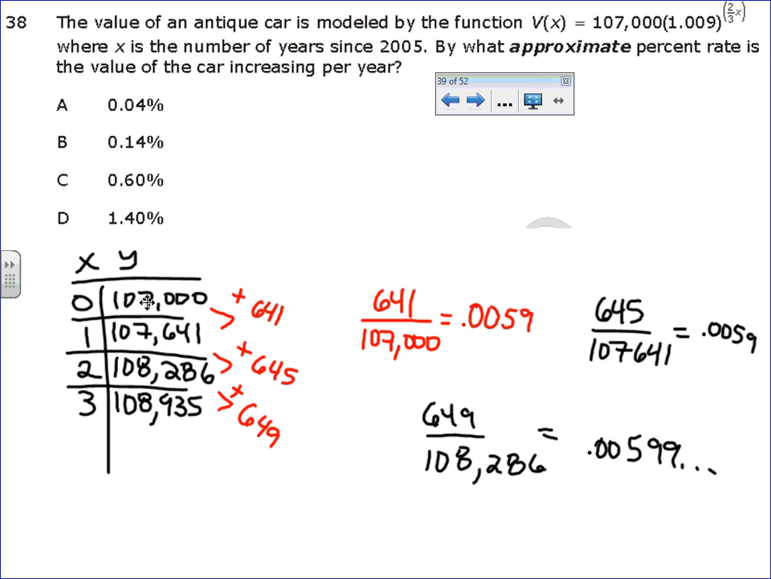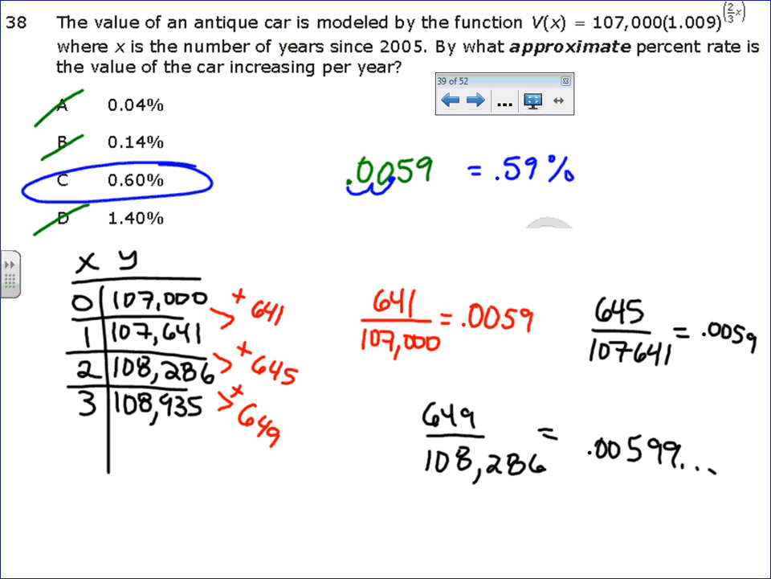Okay, so I said, well, based on this, I'm pretty sure I'm going to rule out these, because you've had ones before, so I'm pretty sure it's going to be C. But just in case, how do I turn this into 0059? How do I turn it into a percent? I move the decimal what? 2 places, okay? And that gives me 0.59%, which is really close to C.